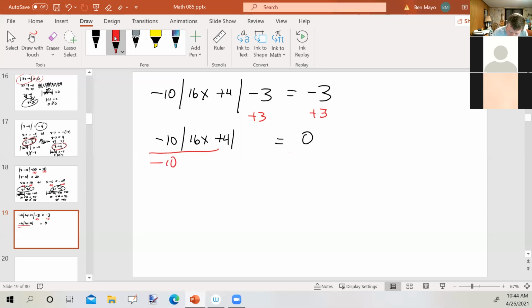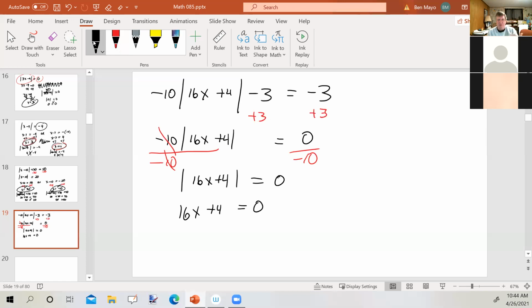Let's divide both sides by negative 10. On the left side, I get the absolute value of 16x plus 4, and on the right side, 0 divided by negative 10 is 0. So now we're ready to go. We've got an absolute value term equal to 0, so we're only going to have one unique equation, which is 16x plus 4 equals 0, because if we said 16x plus 4 equals the opposite of 0, we'd get the same ultimate equation with the same solution. So now, solving this equation, subtract 4, 16x equals negative 4, divide by 16, x equals negative 1/4.